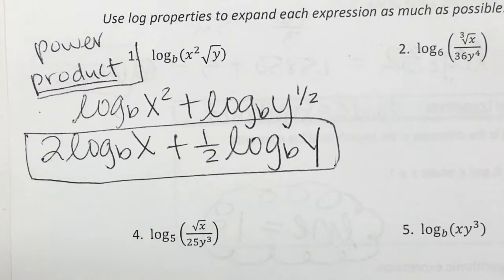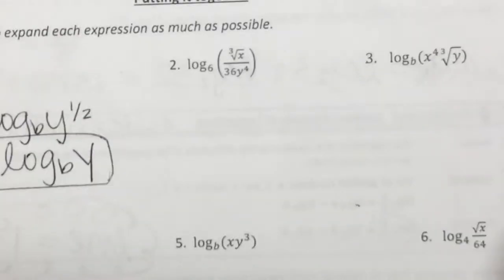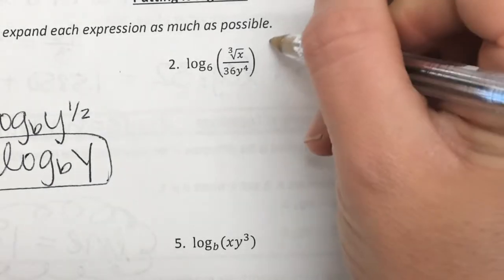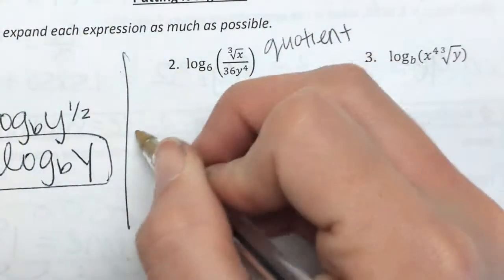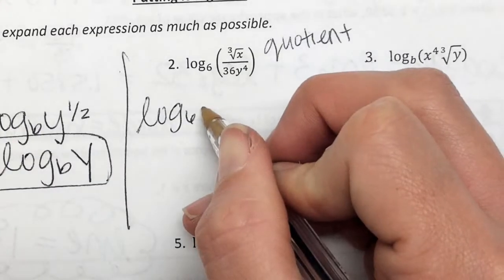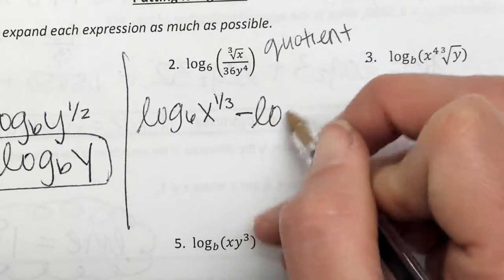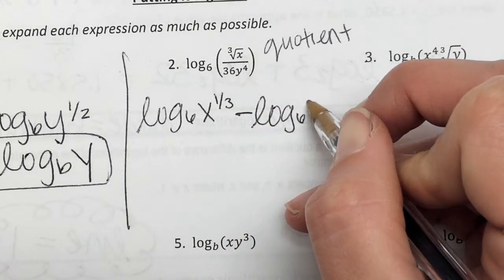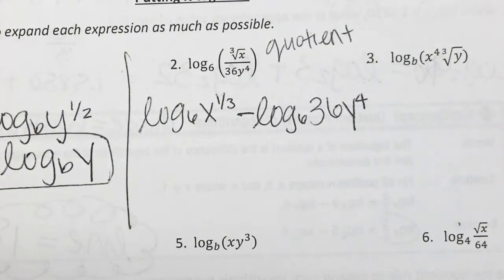Pick one more to do together. Number 2? Okay. Tell me one thing you see. Quotient. Let's take care of that first. Quotient. So we got log 6 of x to 1/3. Go ahead. Minus log. Good. Now I'll explain. 1/3 comes from exponent here is 1. Radical here is 3. So exponent over root. Alright, tell me something else you see.